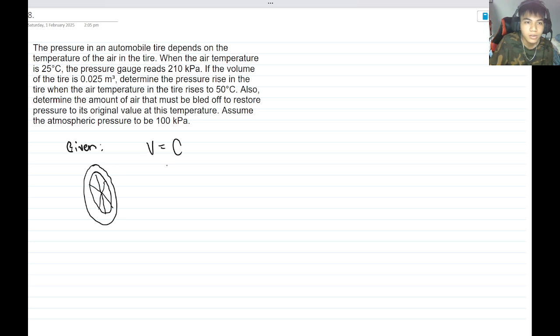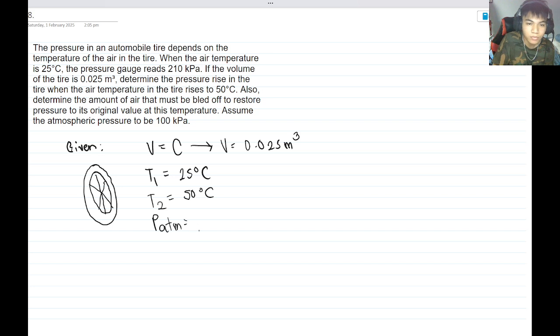Okay? So, we have the initial temperature, T1, to be 25 degrees Celsius. And this volume is 0.025 cubic meter. So, ito yung volume na gagamitin natin all throughout, calculating the state points. Second temperature, 50 degrees Celsius. Now we have the atmospheric pressure of 100 kilopascals and the gauge pressure of 210 kilopascals.